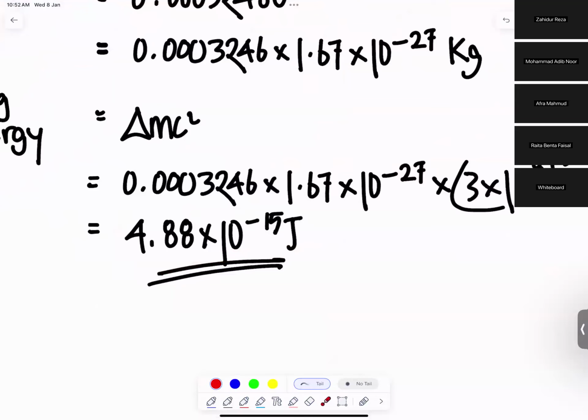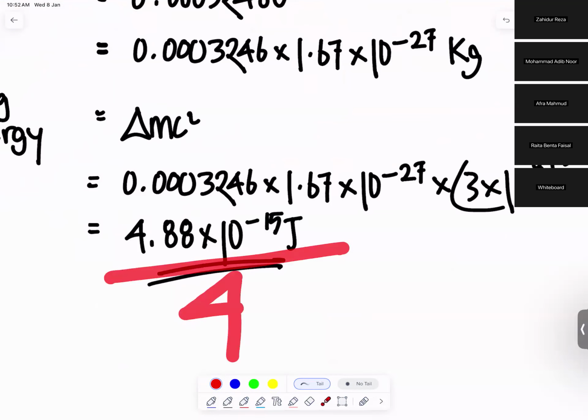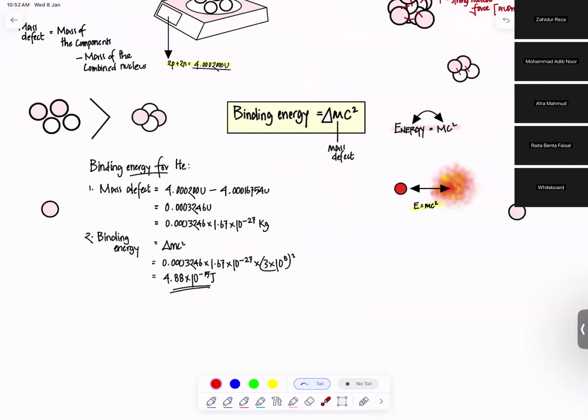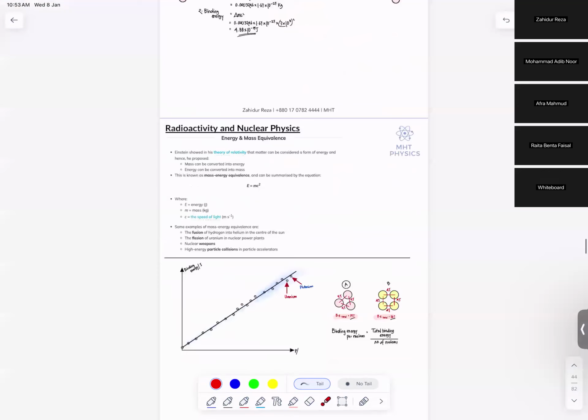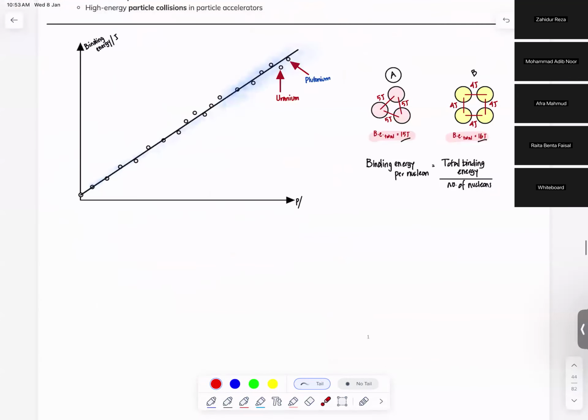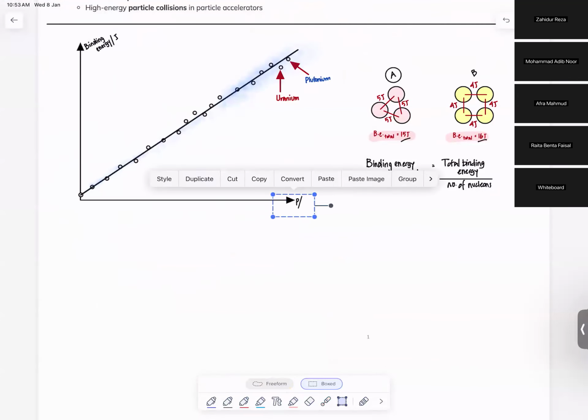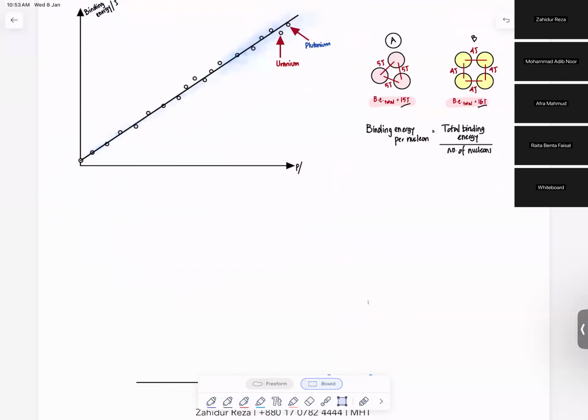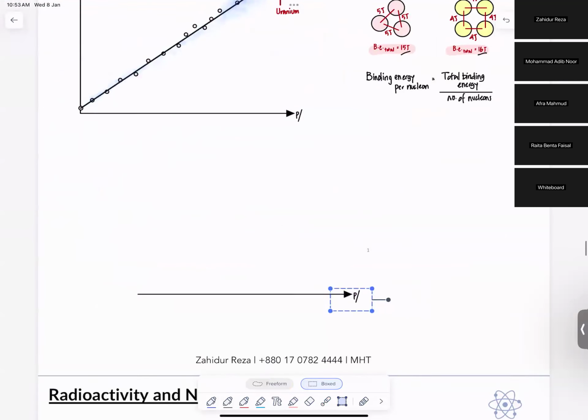So if I want to find out for helium how much energy the average bond carries, I'll divide this by 4 because there are 4 nucleons. And that's called binding energy per nucleon. And once we did that, it was a revelation. We found that there's a lot going on here actually. So let me show you.